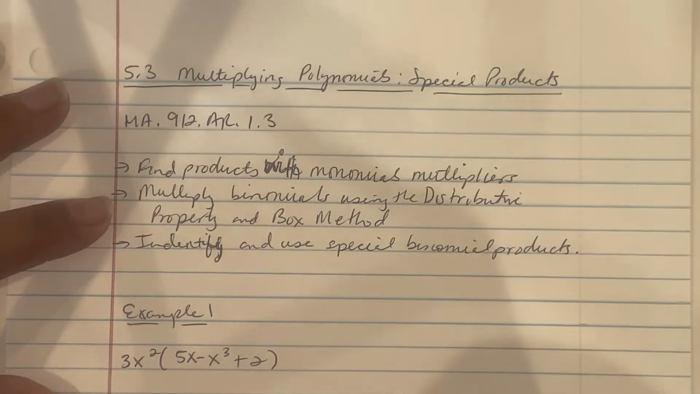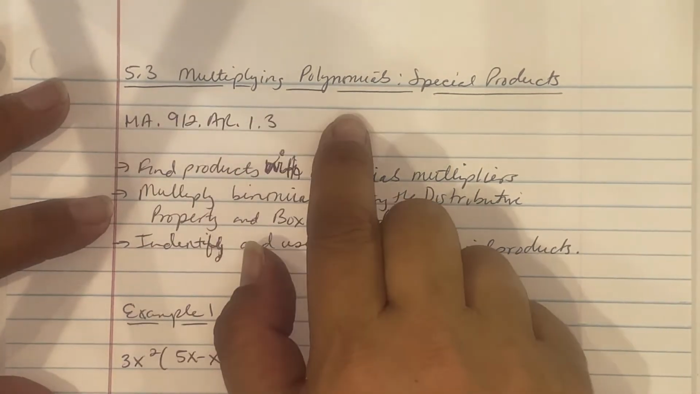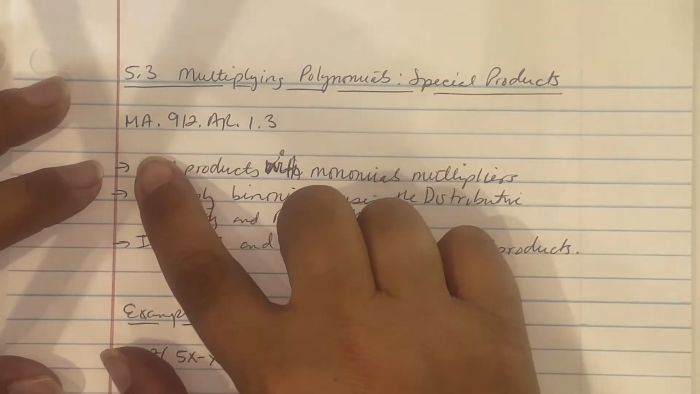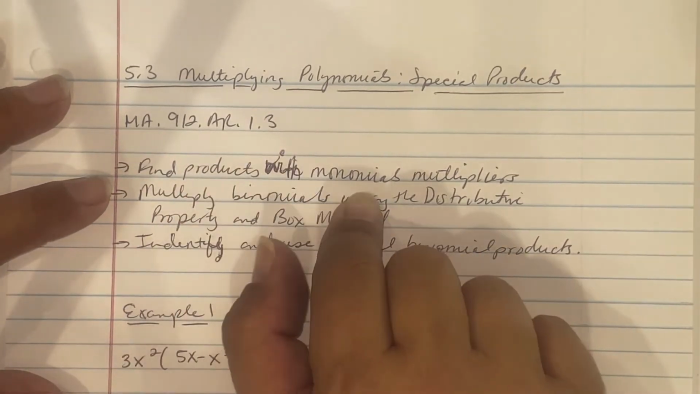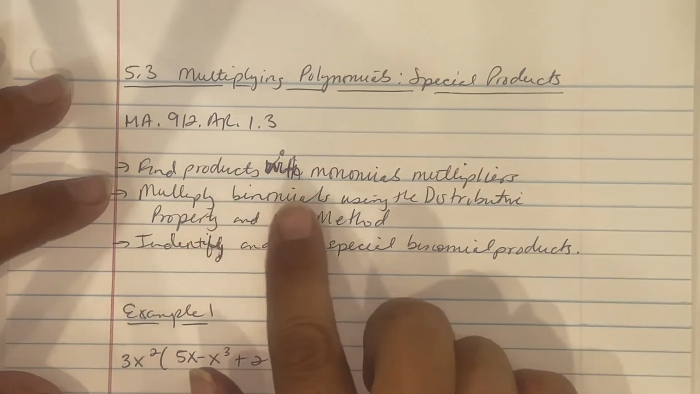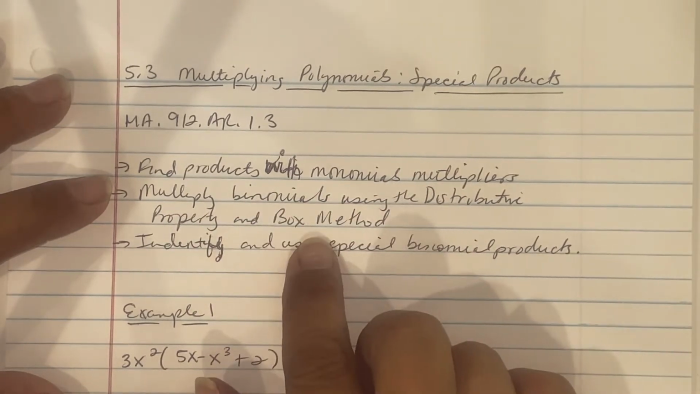5.3 multiplying polynomials special products. We're using MA 912 AR 1.3. We're going to find products with monomial multipliers. We're going to multiply binomials using the distributive property and box method. And we're going to identify and use special binomial products.